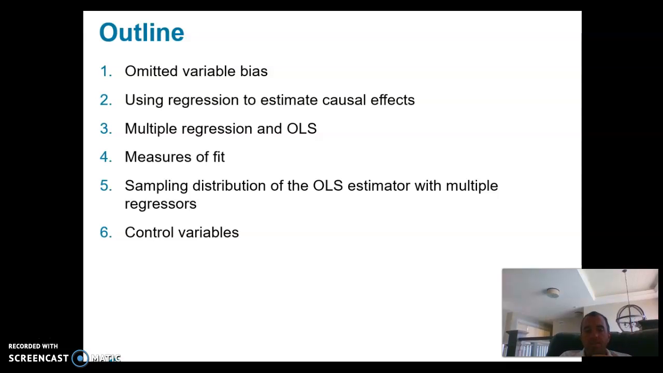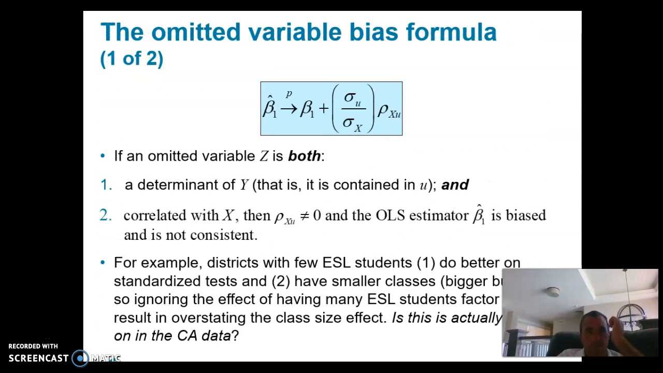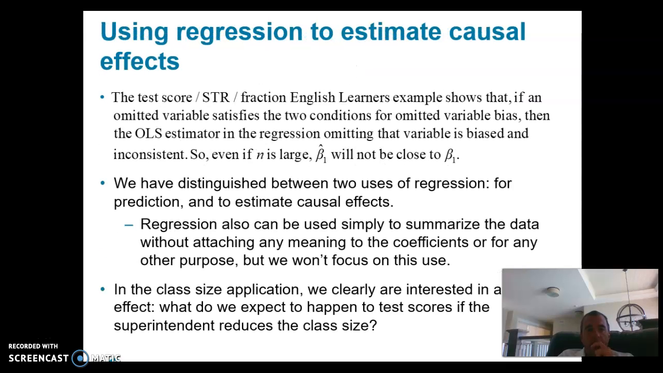So for this lecture, I'm going to go over sections 2 and 3 of the outline. What are we looking at with regression? We're using regression to distinguish between predictions and to estimate the effects of what we're seeing happen. Regression can be used to simply summarize data and to show the value of the coefficients, but that's not really the focus of this chapter.